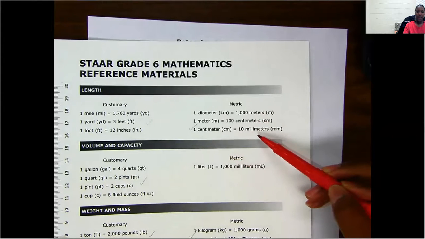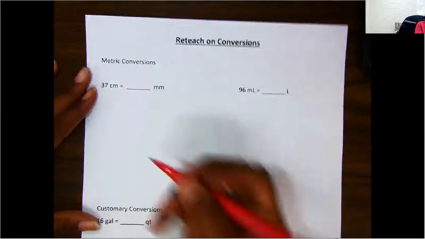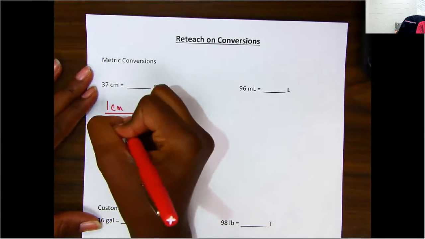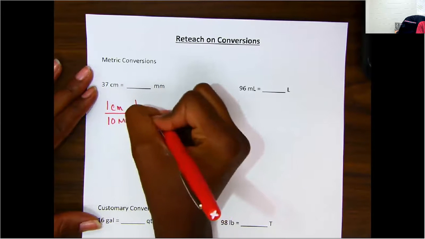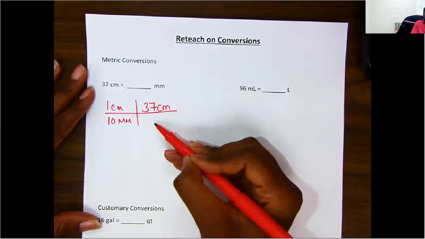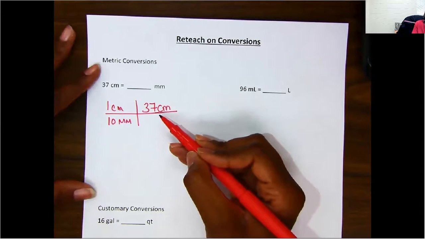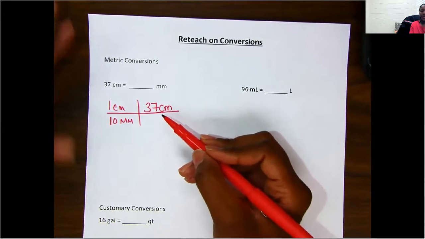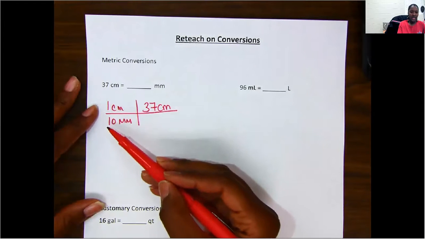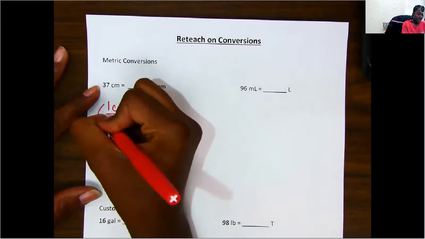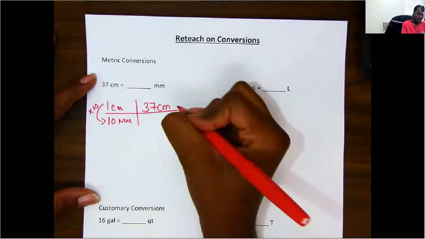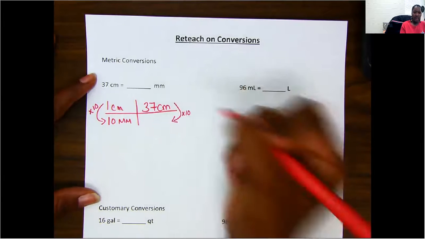So centimeters to millimeters. I'm going to look at the metric side of my chart and I see that 1 centimeter equals 10 millimeters. My problem tells me I have 37 of those centimeters, so I need to figure out what that is for millimeters. I'm looking for a relationship with these numbers. I went from 1 to 10, so I multiplied. 1 times 10 gives me 10. That means I can do the same on this side to get my answer.